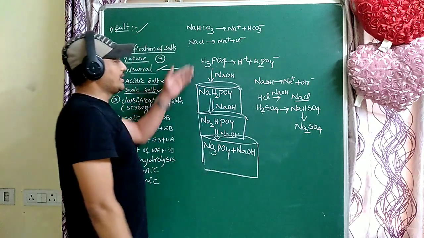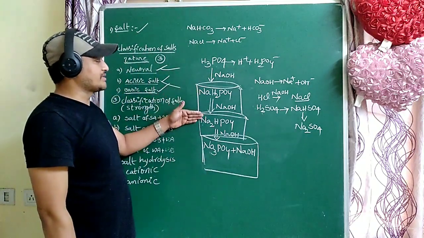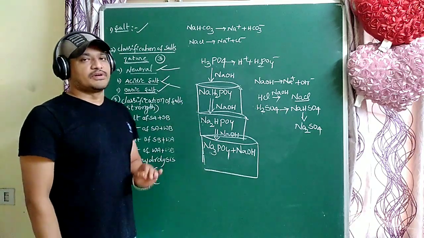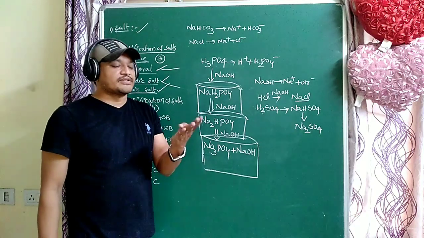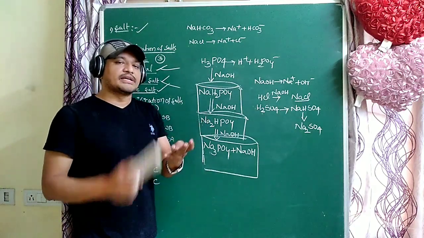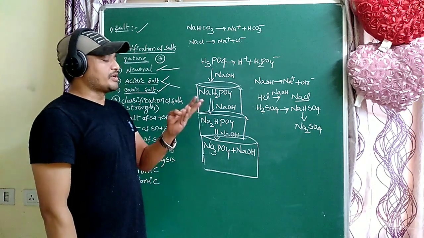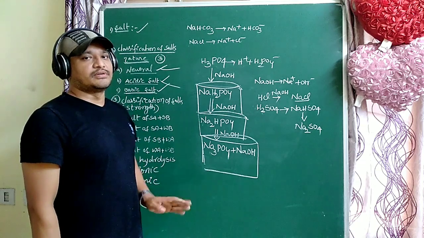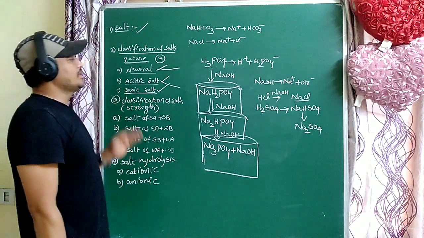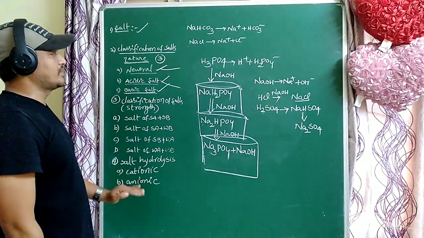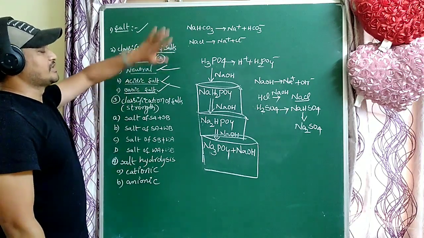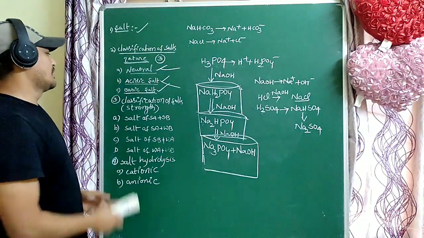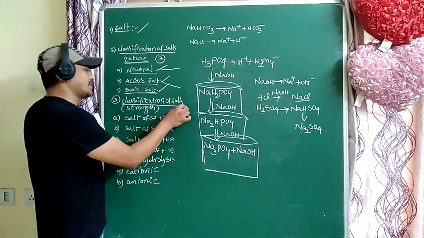And tribasic acids form three types of salts. The first and second salts are acidic salts and the third salt is a neutral salt. Tetrabasic acids form four salts. The first three salts are acidic salts and the last salt is a neutral salt. So how do we identify whether this is an acidic salt or a basic salt? This is a very, very important explanation, so don't miss it.